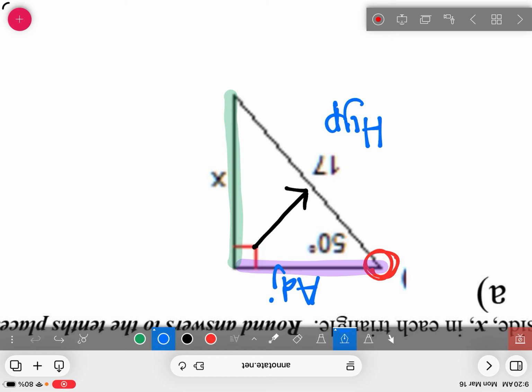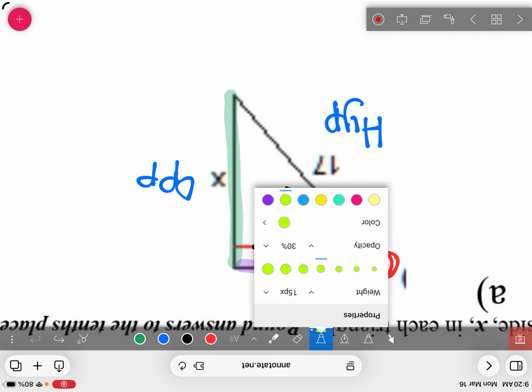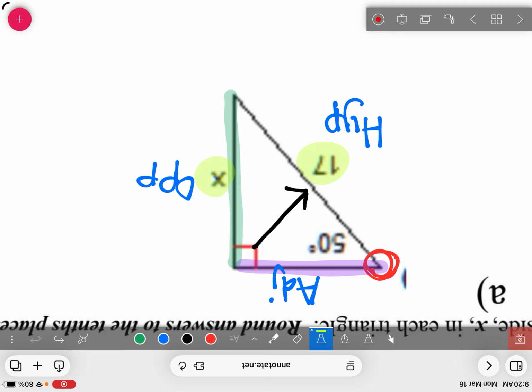This side is opposite. Notice that we don't have anything on this side. We have a 17 here and an X here. So the only two sides that we're going to reference are these two sides. So what ratio uses O and H? If you don't remember, look on the board. Sine. So let's set it up.